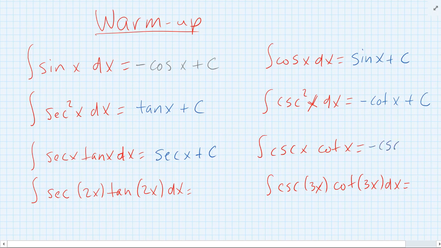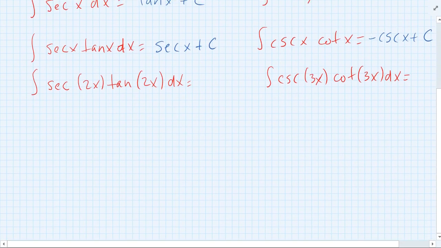It's what? Negative cosecant of x plus c. All right. Here's the tricky one. I have secant of 2x and tangent of 2x. Notice the angles match. Is there an a there?